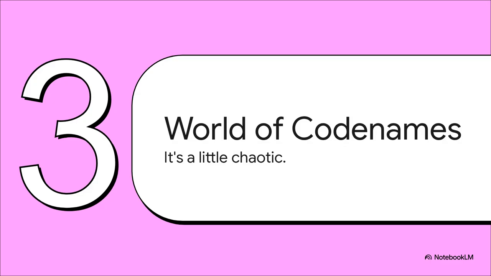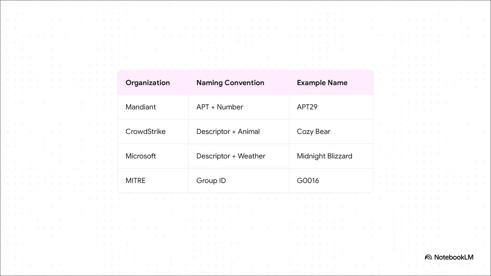Okay, so this is where things get really interesting and honestly a little bit confusing. It's how the security industry tries to keep track of all these different APT groups. It's a bit of a mess. And boom, this table just lays it all out. The reason for the confusion is pretty simple. There's no industry-wide rule for naming these groups, so every security company just makes up its own system.